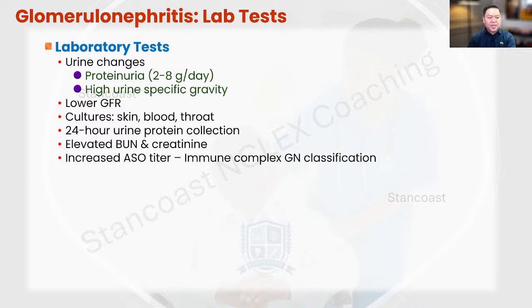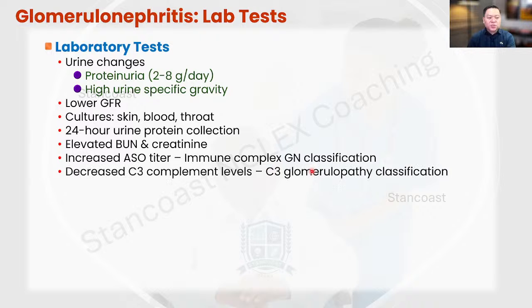Now another is the elevation of the ASO titer. And this is again related to your classification 1, which is the immune complex glomerulonephritis. Increased ASO titer, already mentioned that. So this is specific to those patients that had a recent streptococcal infection. It could be a respiratory streptococcal infection, where you can do the swabbing in the throat, or if it is a skin streptococcal infection, which is impetigo, then you're going to do that swab through the skin as well.